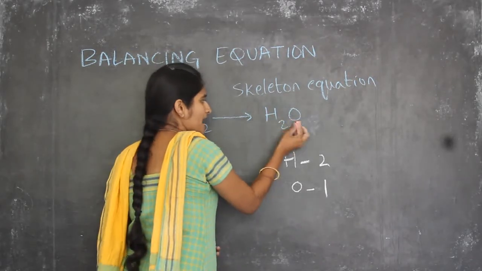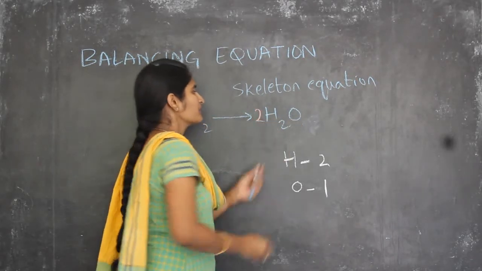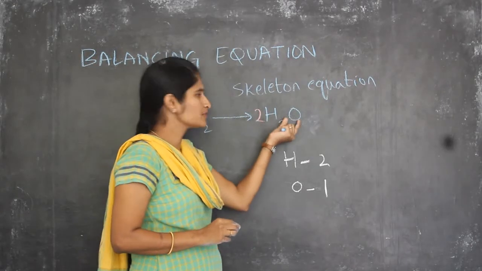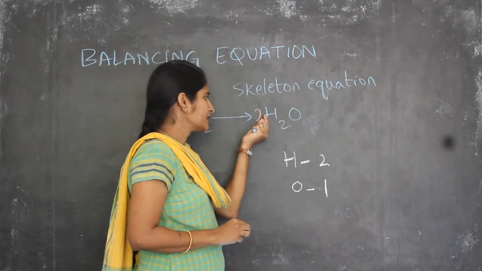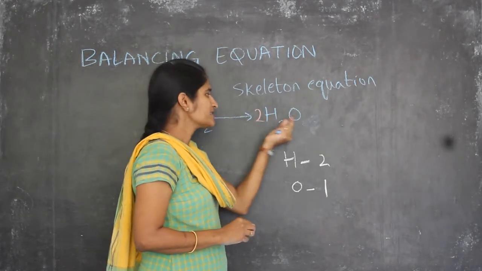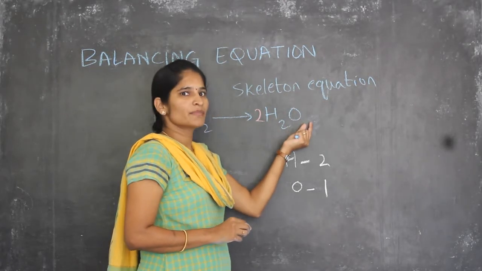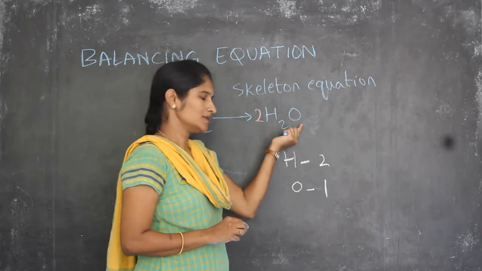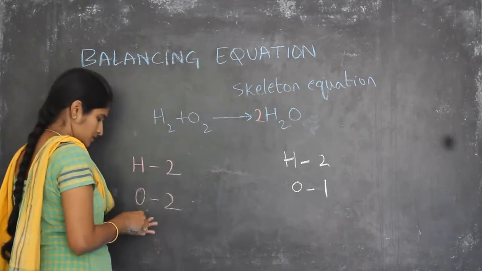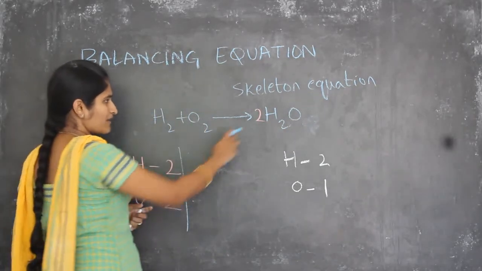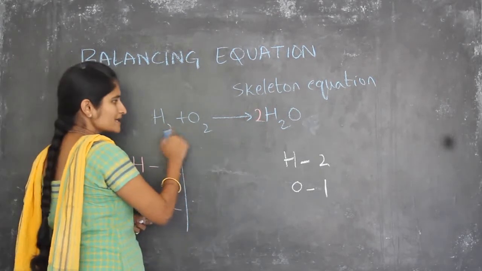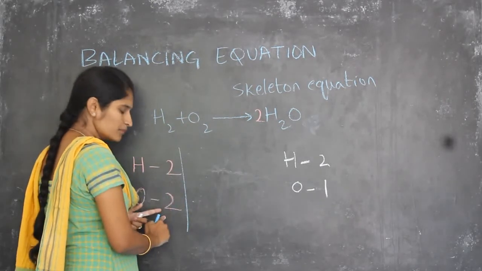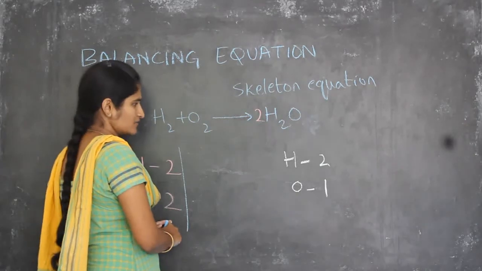So always I need to add the number before the molecule. That means before the formula unit I need to add the number. Why should it not be added as a subscript? Because it will change the composition of the molecule. Now again I will consider, after writing this 2. I did not change anything here, so hydrogen will be 2 and oxygen will be 2.